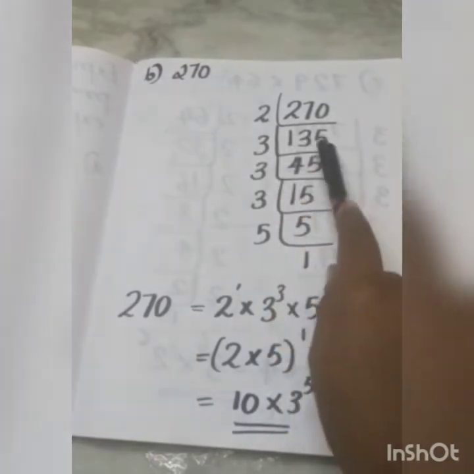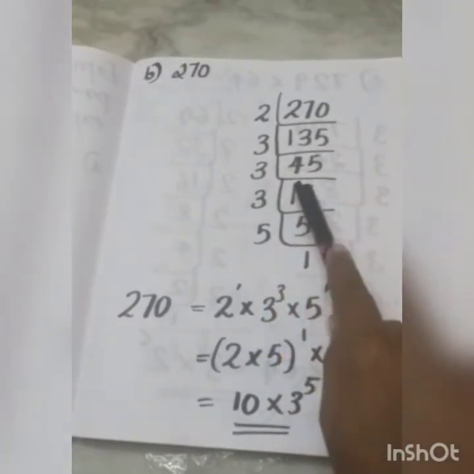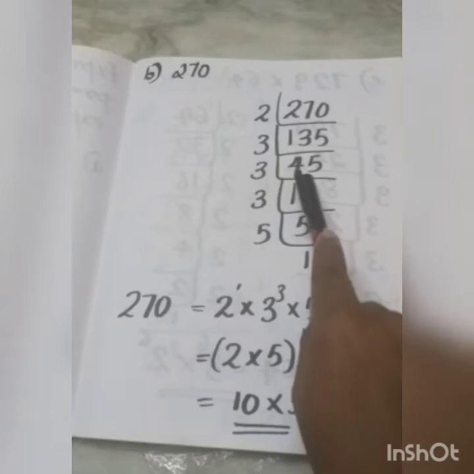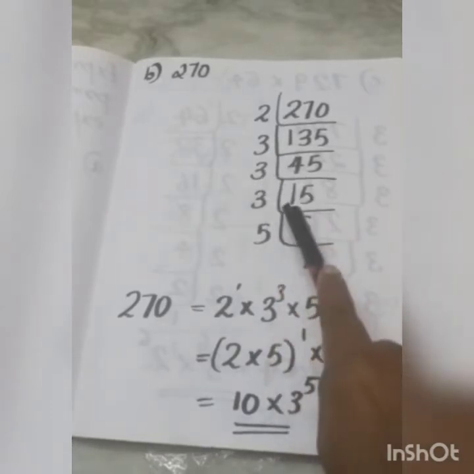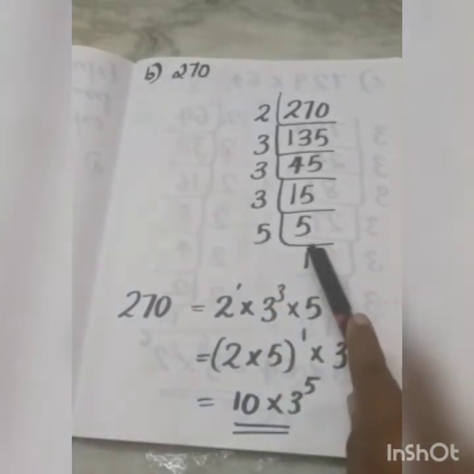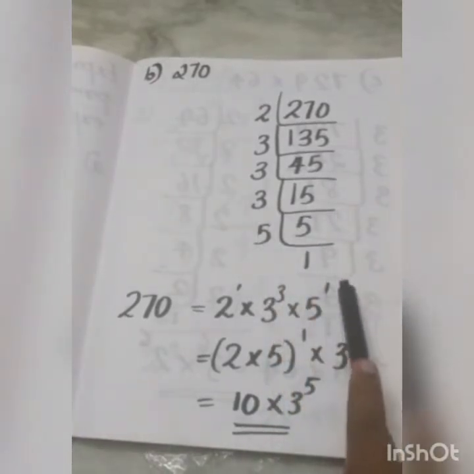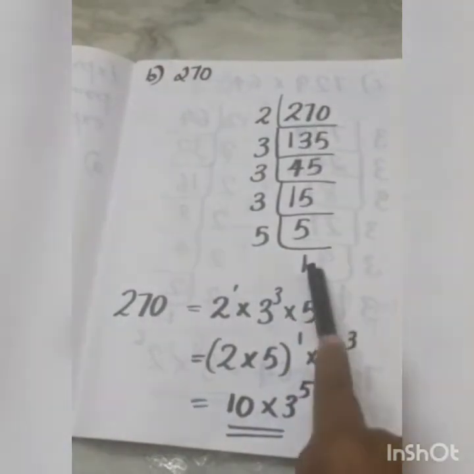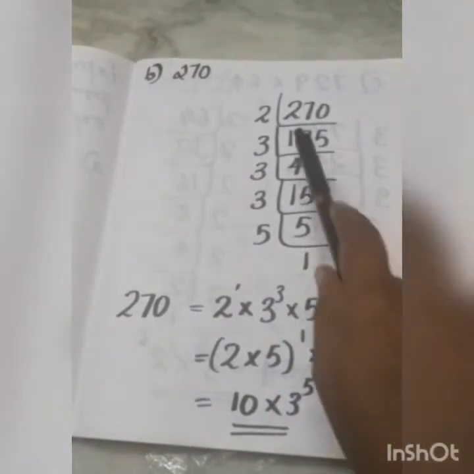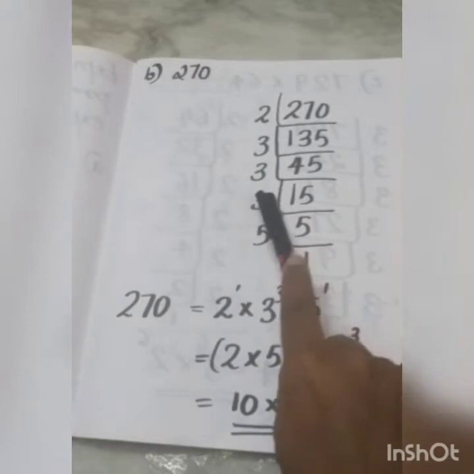So 135 divided with 3, I got 45. Again 45 divided with 3, I got 15. Again 15 divided with 3, I got 5. Then 5 in 5: 5 is a prime number, so we can divide it only with 5. So 5 in 5, 1. So this is the prime factorization of 270. What is it? 2 into 3 into 3 into 3 into 5.